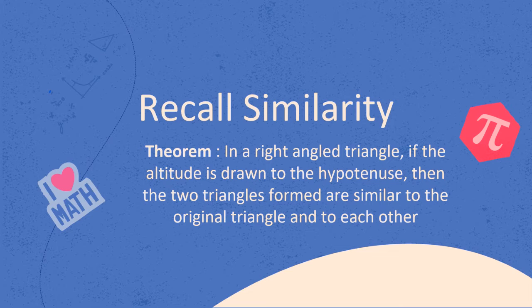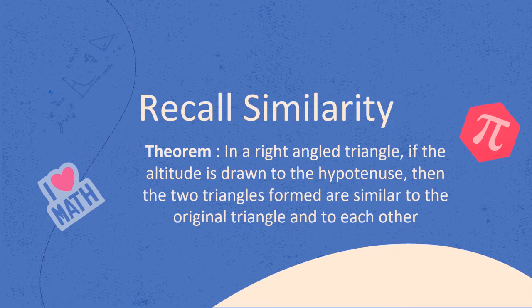Now in the geometric mean, we would be needing you to remember this, that in a right angle triangle, if the altitude is drawn to the hypotenuse, which means that from the vertex opposite the hypotenuse, you need to draw a line which perpendicularly lands on the hypotenuse, then this right angle triangle gets split into two triangles. Now what happens with these two triangles? These two triangles are actually similar to the mother triangle, and hence they are similar to each other.